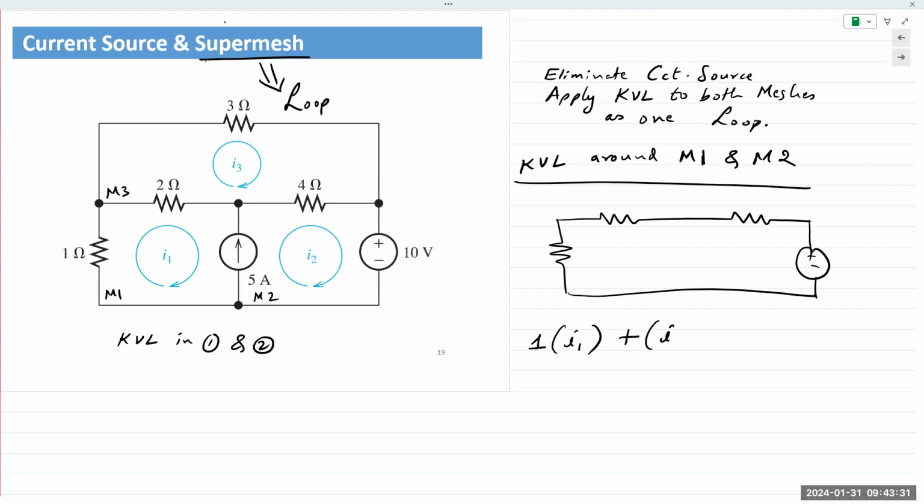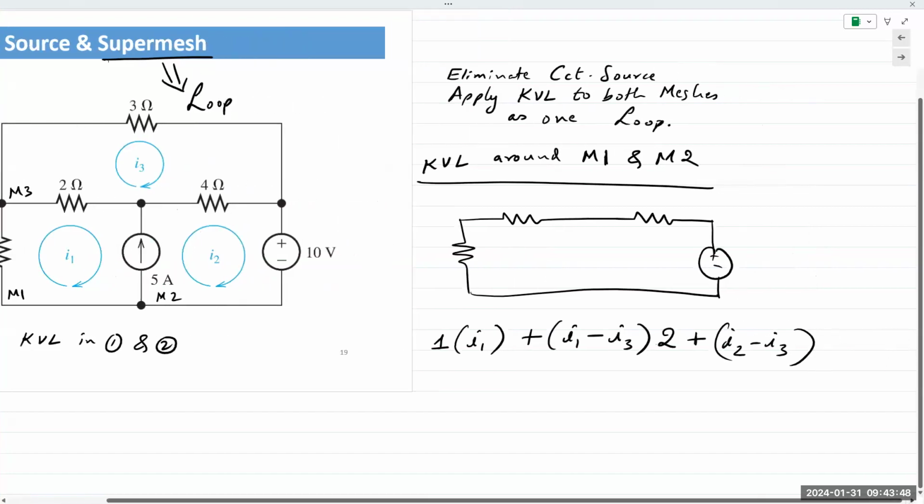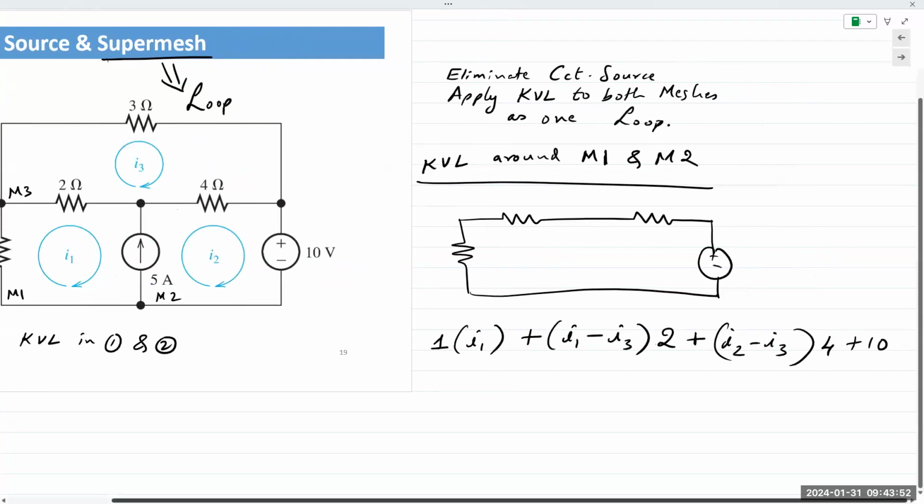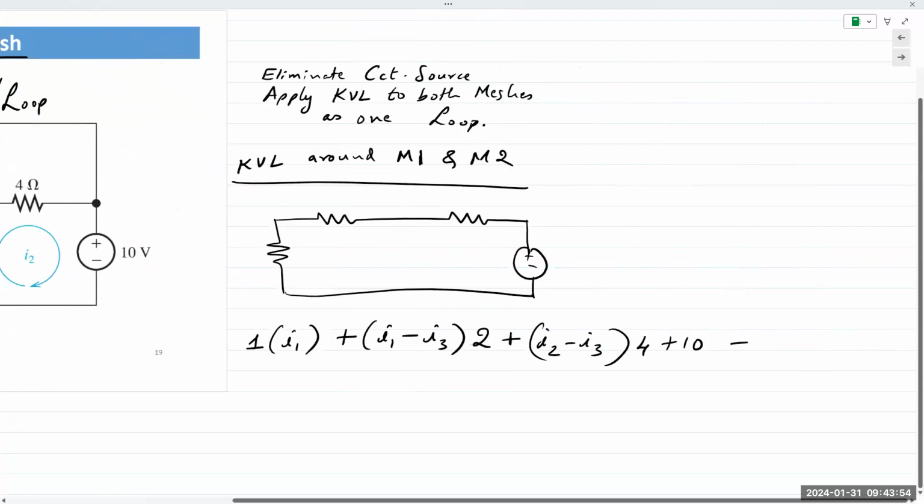plus (I1 minus I3) times 2 plus (I2 minus I3) times 4 and plus 10 volts for the voltage source equals 0.